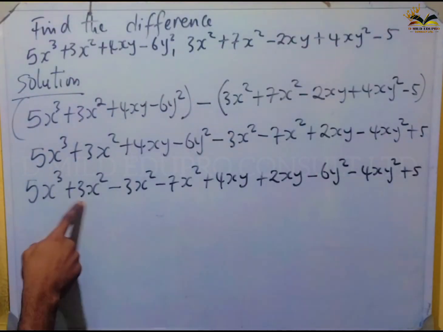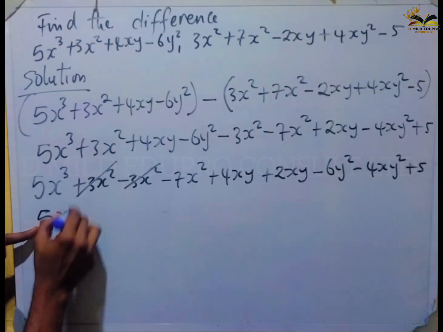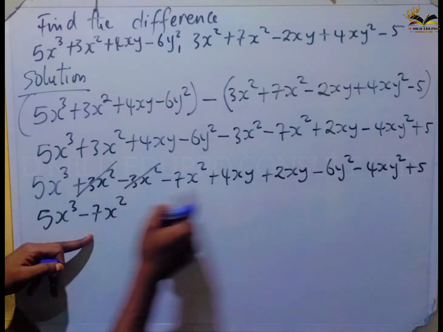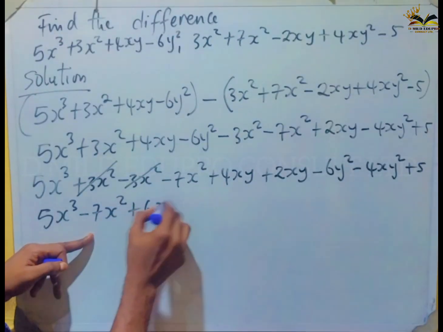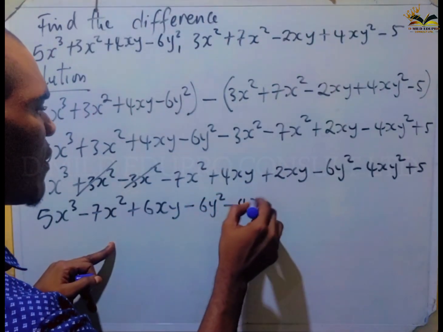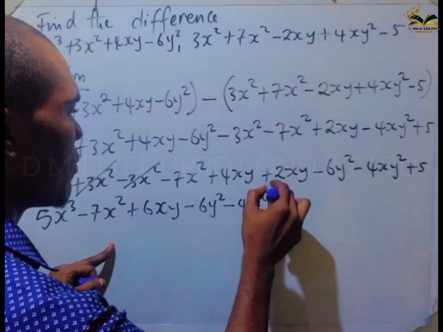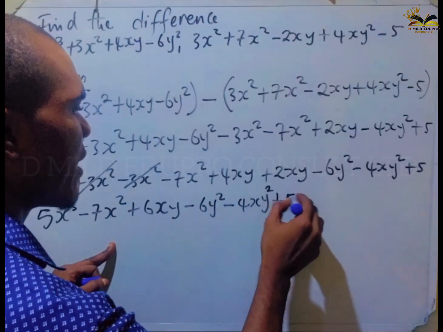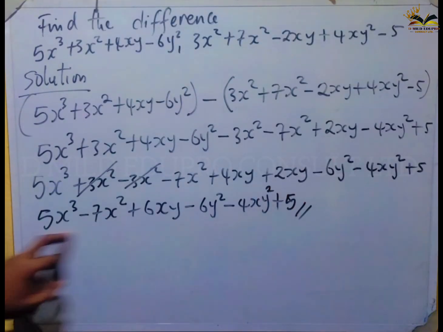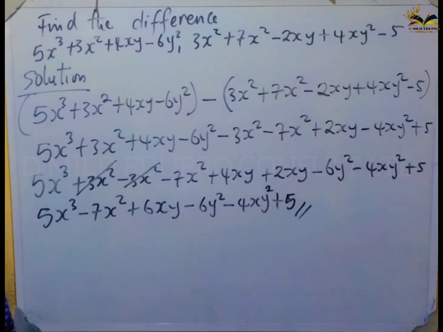Now note, plus 3x^2 minus this 3x^2, so this will cancel because we are subtracting. So 5x^3. We now have minus 7x^2. This plus this, you now have plus 6xy. Then minus 6y^2 minus 4xy^2 and plus 5. This will become your answer. Okay, so this is the difference of polynomials when you're asked to do this.